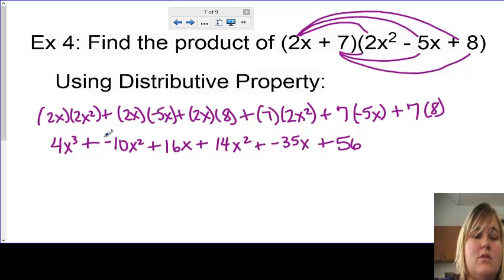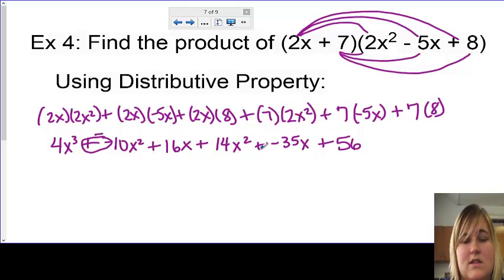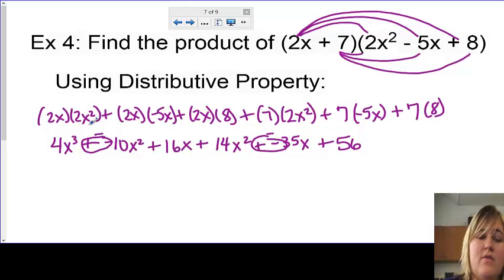So I have double signs. Let's take care of those first. Opposite signs here gives me a negative. That's good. Then I have double signs here again. They're opposites, which is giving me a negative.